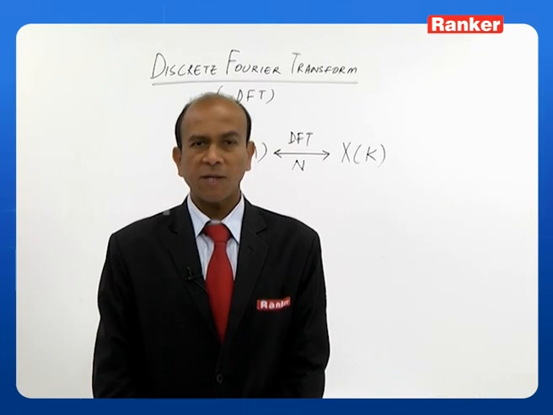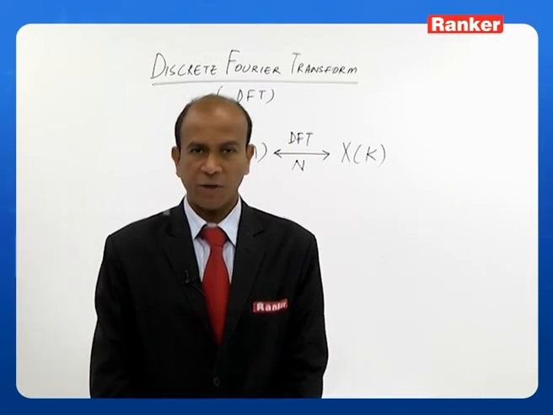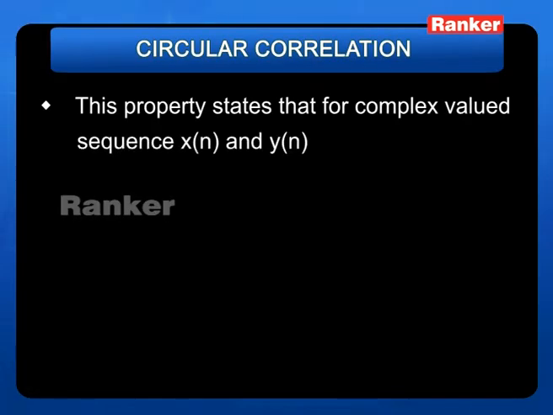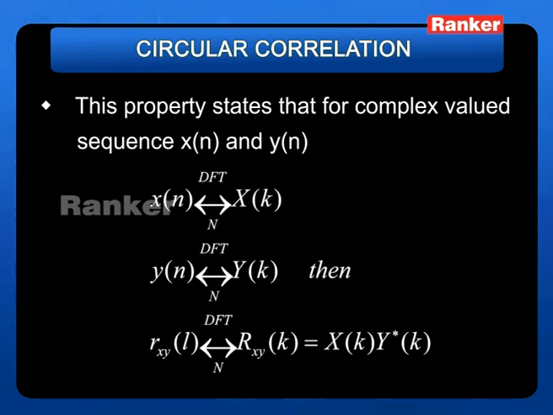Let us look at the other property called circular correlation. What does this property say? It says that for complex valued sequences x of n and y of n, where x of n has an N-point DFT x of k and y of n has an N-point DFT y of k, the circular correlation Rxy of L is given by the formula Rxy of k, that is capital, equal to x of k multiplied by the complex conjugate y star of k.